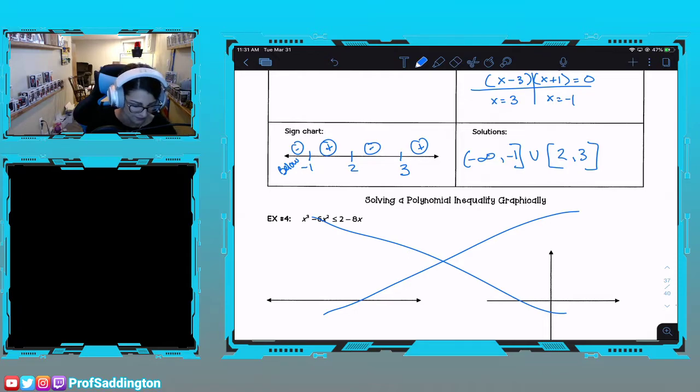All right. So let's flip the page to page 37.